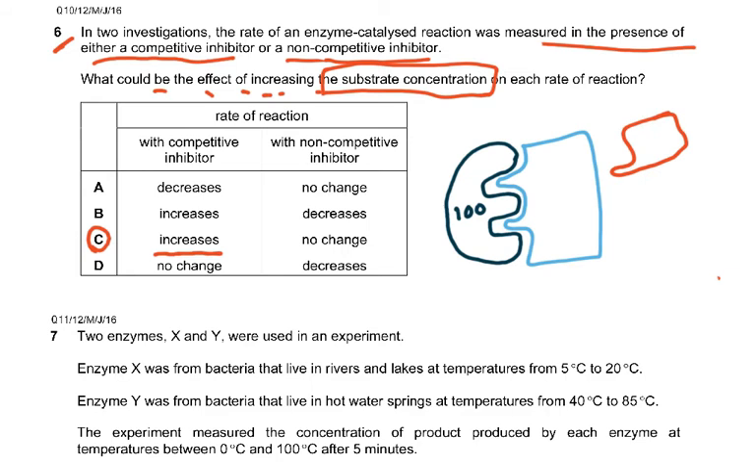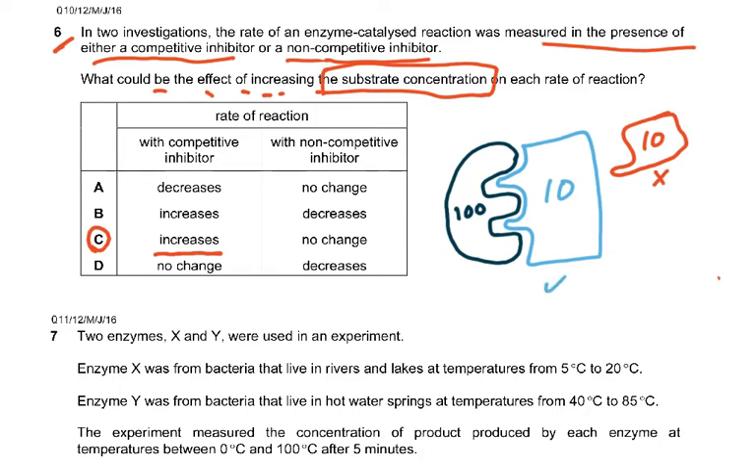Now look at this situation. There are 100 active sites. There are 10 of these: 10 is the substrate and 10 is the inhibitor. Of course they're both competing for the active site and they can both fit in, but when this one fits in, no product is formed. But when the blue one fits in, product is formed.